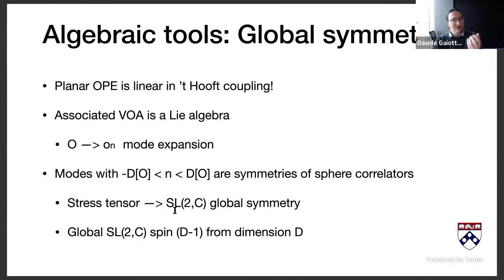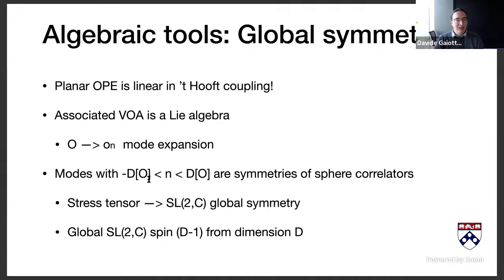In general, if I have a current of spin D, of dimension D, I'm going to get a multiplet of modes, which is a D minus one dimensional, a spin D minus one representation of this global SL2C. So if I have an operator of spin one, or dimension one, that's a current, a zero mode of the current survives, and it's a singlet under SL2. If I have an operator of dimension 3/2, I'm going to get modes with grading 1/2 and minus 1/2 that form a doublet of SL2, and so on and so forth.